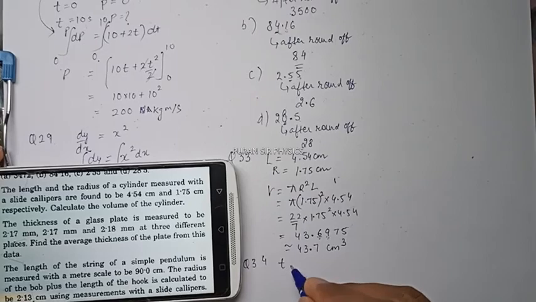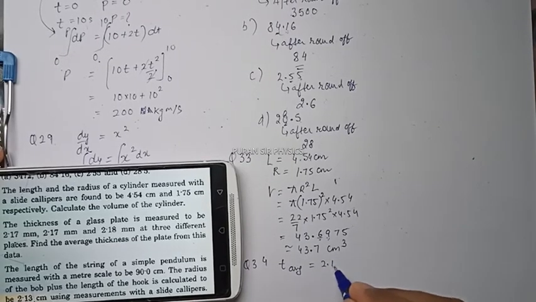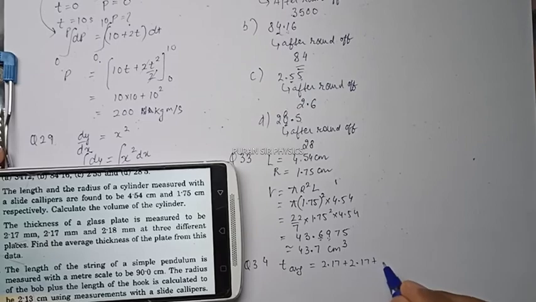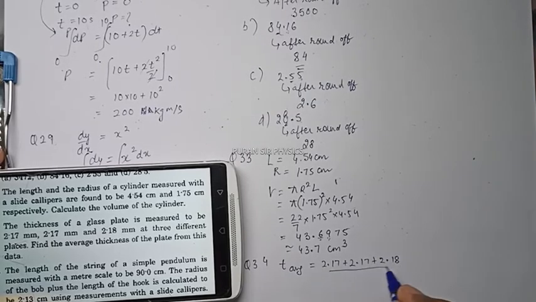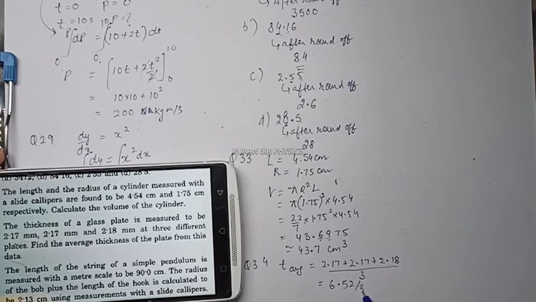So we have to find the average. Thickness average will be 2.17 plus 2.17 plus 2.18 divided by 3. So it will be 6.52 divided by 3. It will be 2.173, something like this, but we have to make it 2 decimal places, so it can be written as 2.17 and the unit will be millimeter. So this is the answer of question number 34.